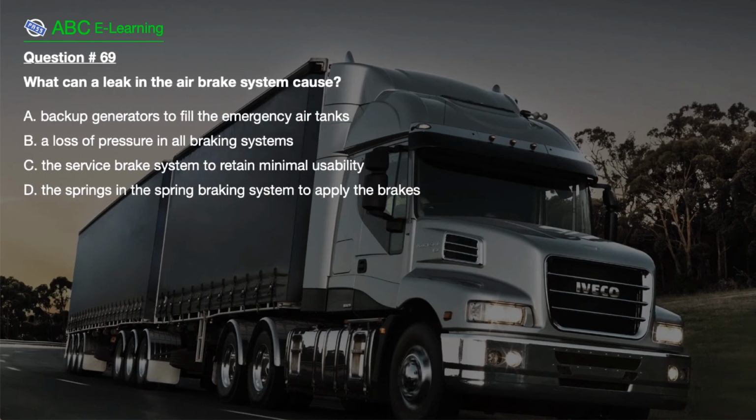Question number 69. What can a leak in the air brake system cause? A. Backup generators to fill the emergency air tanks. B. A loss of pressure in all braking systems. C. The service brake system to retain minimal usability. D. The springs in the spring braking system to apply the brakes.